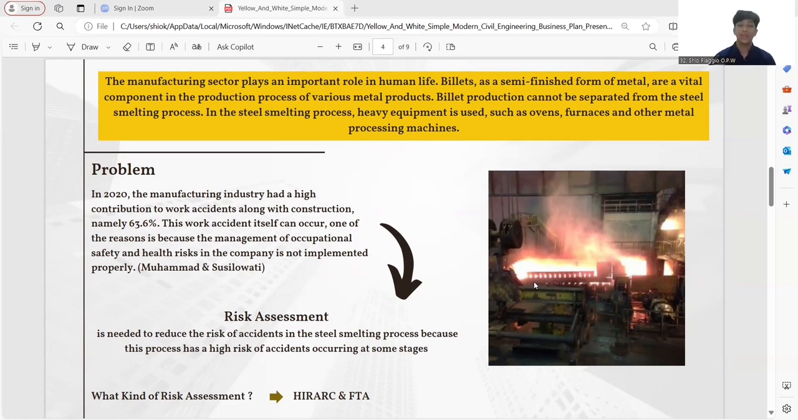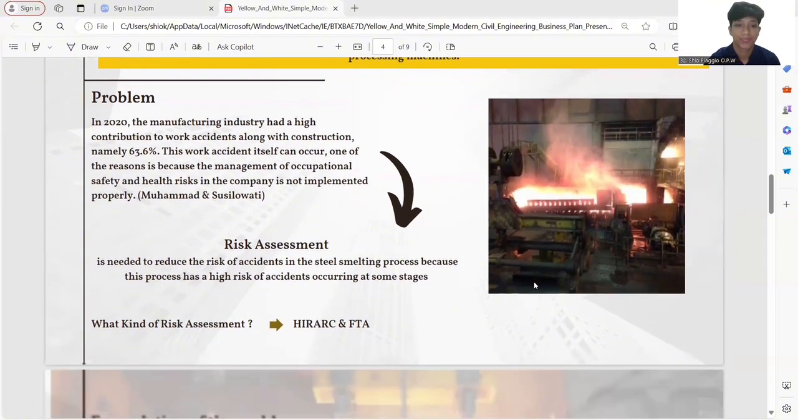the problem is, as we know before, the manufacturing sector plays an important role in human life. But on the other hand, based on a journal, in 2020 the manufacturing industry had a high contribution to work accidents, namely 63.6%. And one of the reasons this work accident can occur is because safety management is not implemented properly in this company or this occupation.